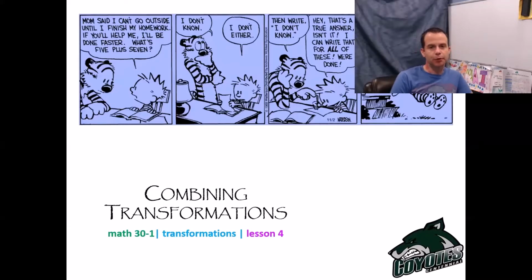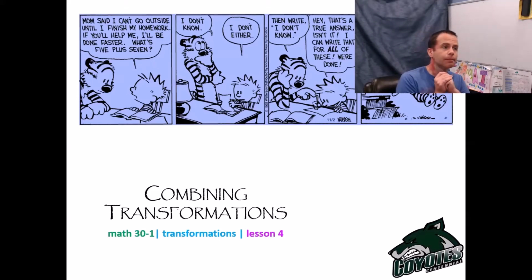Hello, my math proteges. So today is lesson 4 of transformations, and really lesson 4 is all of lesson 1, lesson 2, and lesson 3 together. So we're going to be looking at essentially all of the transformations at the same time. So we're going to stretch an object and reflect an object and translate an object all in one.